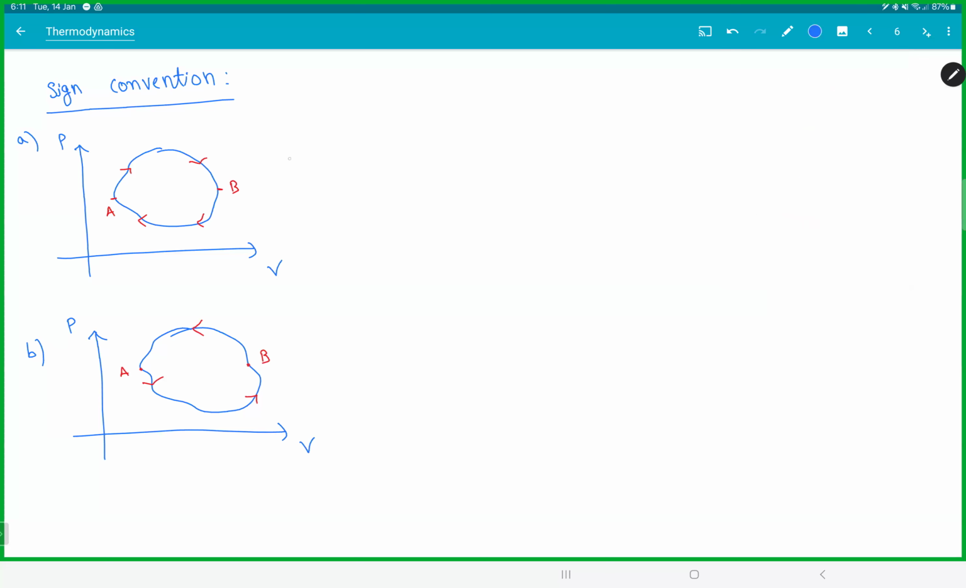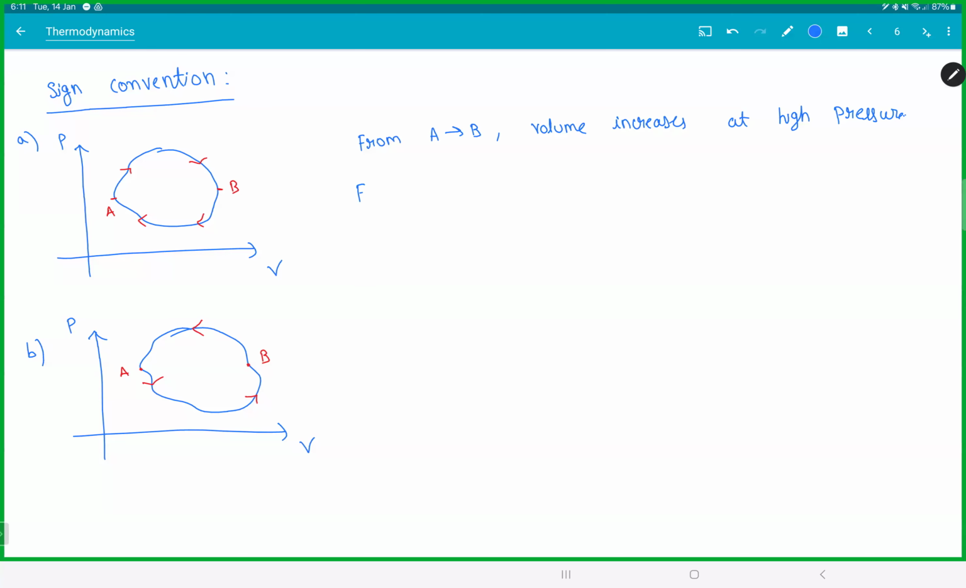See, here, when you're going from A to B, volume is increasing. Remember, the formula is integral PdV. So volume is increasing at high pressure. So when you go from A to B, the pressure is high, which means you'll do more positive work.